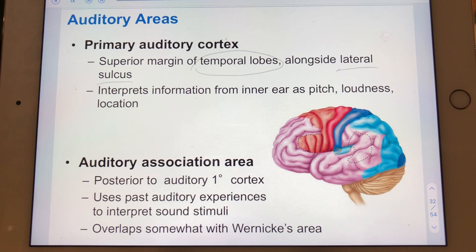Primary auditory cortex, again, is here. Beep. Sitting adjacent, therefore, to the lateral sulcus, and sitting in the temporal lobes. It's receiving auditory information and passing it along to the auditory association area, which is the surrounding area, also in the temporal lobe. What does the auditory association area do? It compares this new auditory information with previous auditory experiences. All right, next slide.